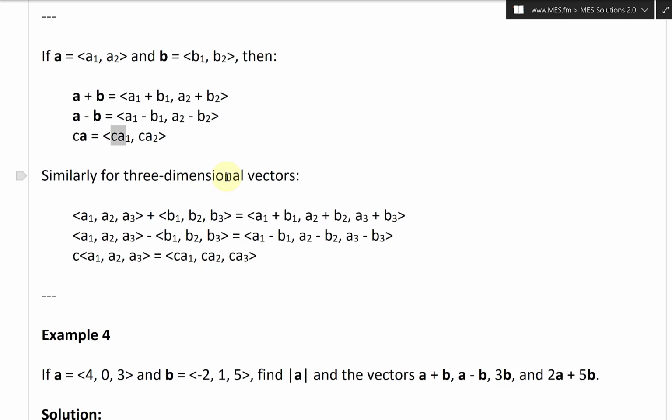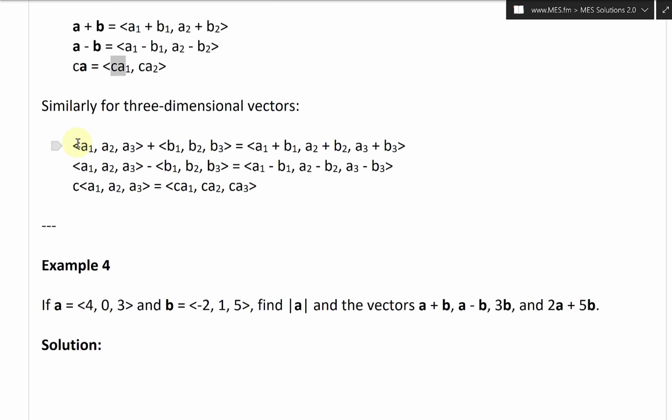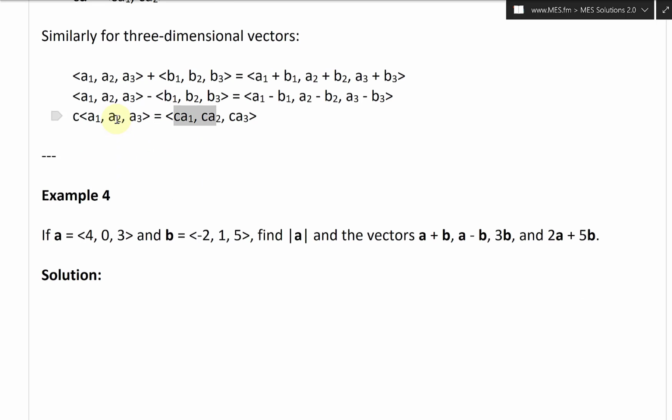Similarly, for three-dimensional vectors, we have this vector right here with components a1, a2, a3. Another one b1, b2, b3. We just add all the components. And likewise, subtract all the components. And likewise, we can multiply all the components by a scalar. It's fascinating stuff. All right, let's continue further.